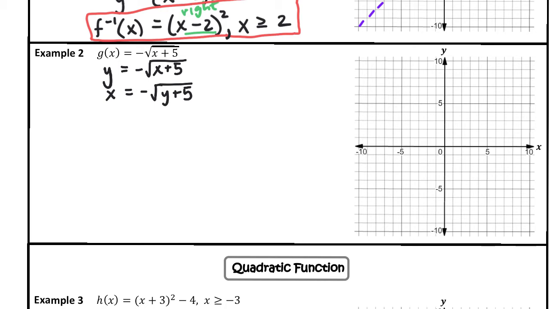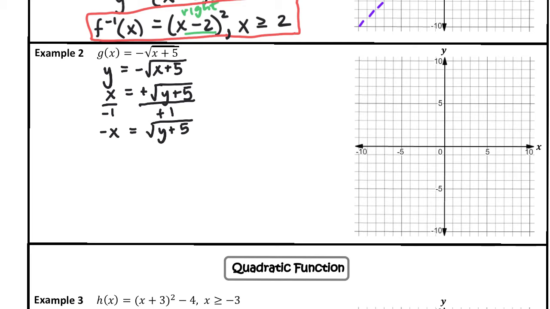And now we want to solve for y, but I want to get rid of the square root. Or I can get rid of the negative. It's up to you. Let's get rid of the negative. So I'm going to divide both sides by negative 1. That's going to give me negative x. This is going to change to a positive. And so that's going to give me positive square root of y plus 5.